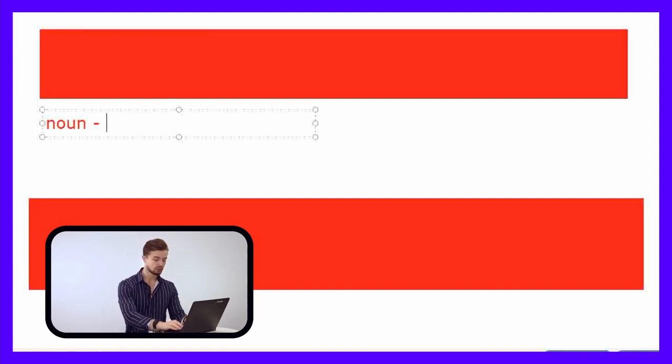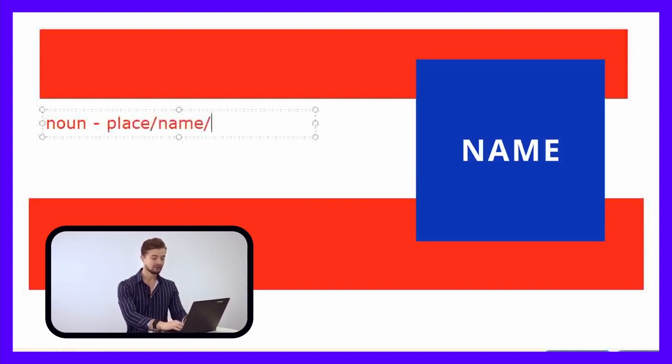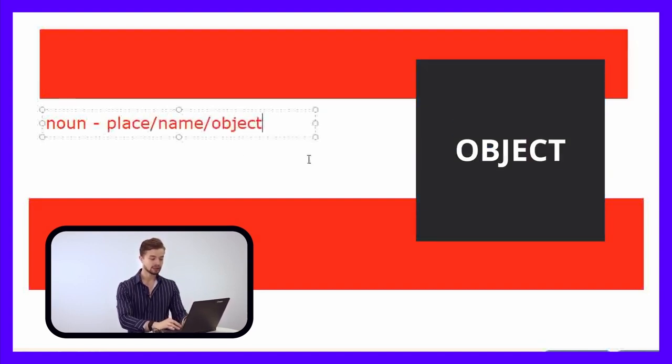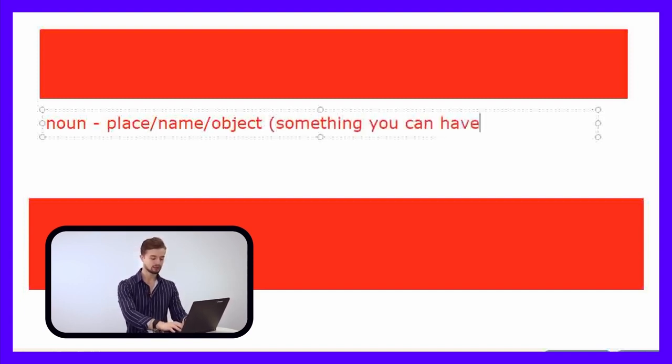A noun, of course, could be a place, could be a name, could be some kind of a thing or object, right? And the way I try to explain it, because sometimes people forget what are nouns and what are some of the other types of words, in simple words, it's something that you can have. Something you can have. For example, I can have a pair of glasses, right? Or I can have a cell phone.